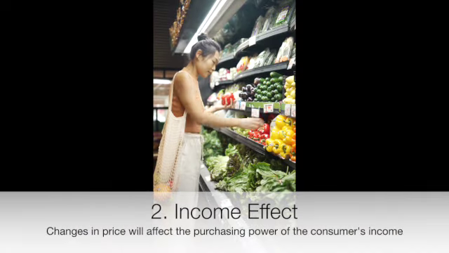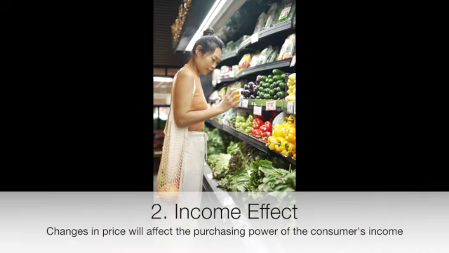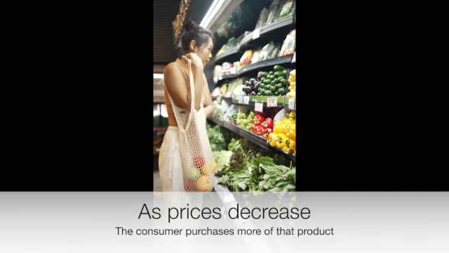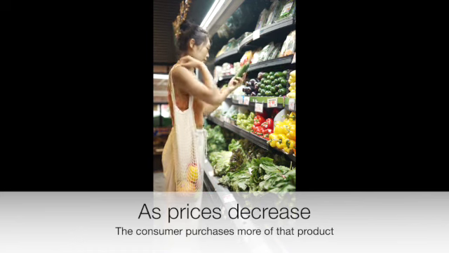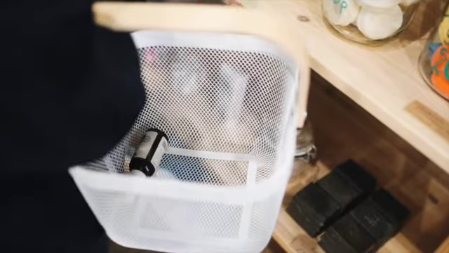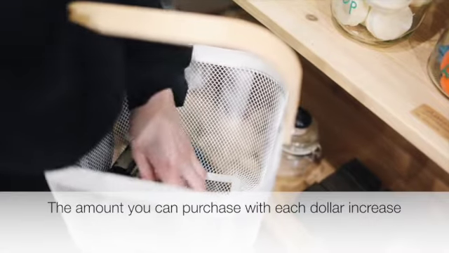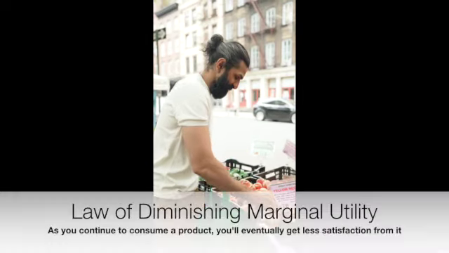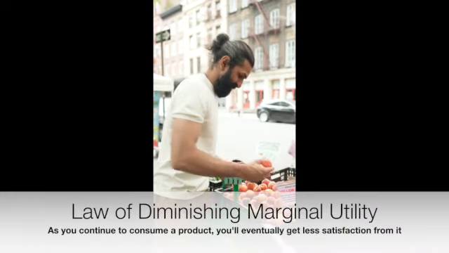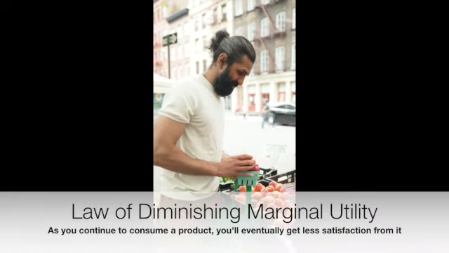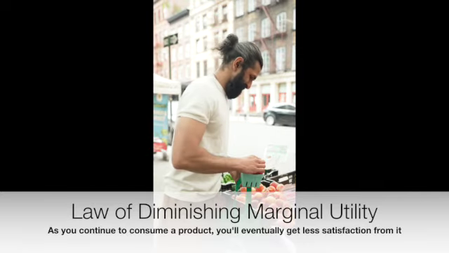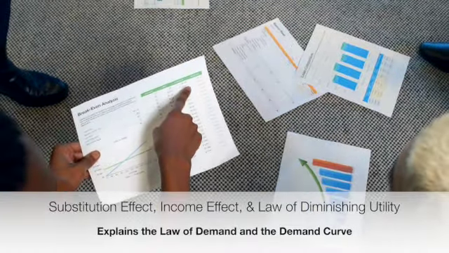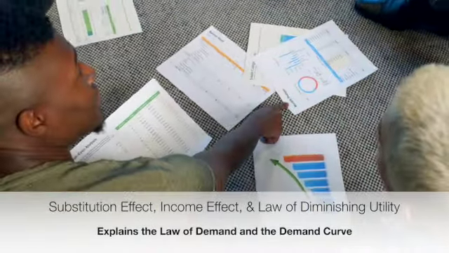Next, there is the income effect. This suggests that changes in price affect the purchasing power of the consumer's income. So as the price goes down, the consumer will purchase more of that product. Therefore, the amount you can purchase with each dollar increases. And also remember, just like the substitution effect, this can work in the opposite direction as well. And finally, we have the law of diminishing marginal utility. Therefore, as you continue to consume a given product, you will eventually get less satisfaction from each unit you consume. Now, this concept explains the law of demand and the shape of the demand curve.